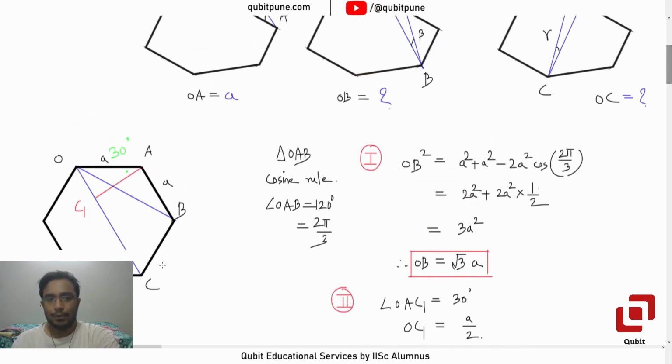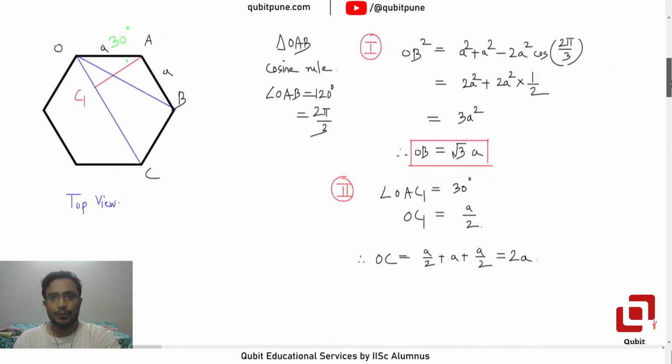Okay, so two objectives were there. OB has now been found out. So it is no longer an unknown, it is root 3 times A. Now let us calculate OC. Now if you know the geometry, can we very easily say that OC is twice AB. But suppose you need a proof.